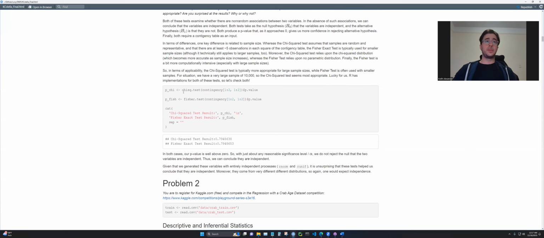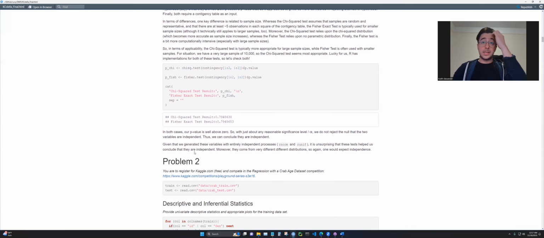In fact, we have functions for both of those in R, and if we apply them, we get very close results. Our p-value is about 0.79, which is well above 0.05. With any reasonable confidence level or alpha, we would not reject the null hypothesis that these variables are independent. So we can conclude that they are independent. This is reasonable. It aligns with expectations given that we generated these two random variables with entirely independent processes and used two different distributions, normal and uniform, to generate them.